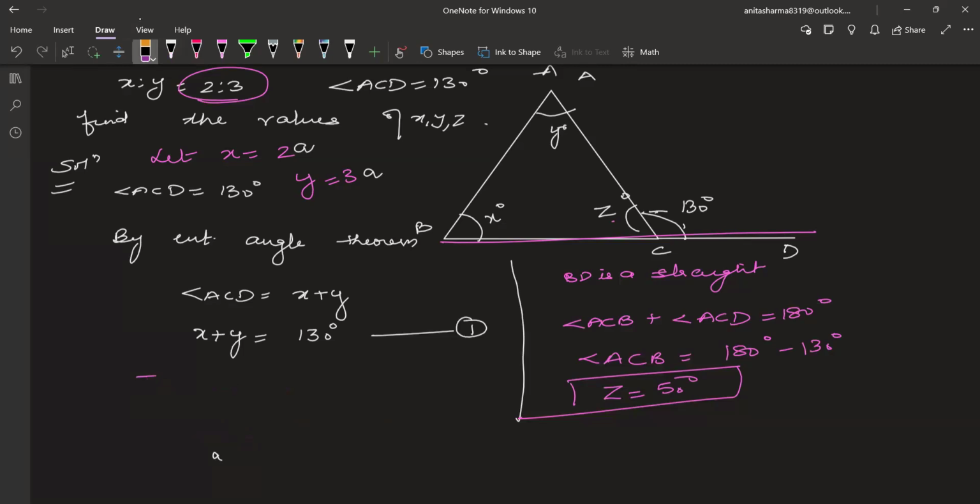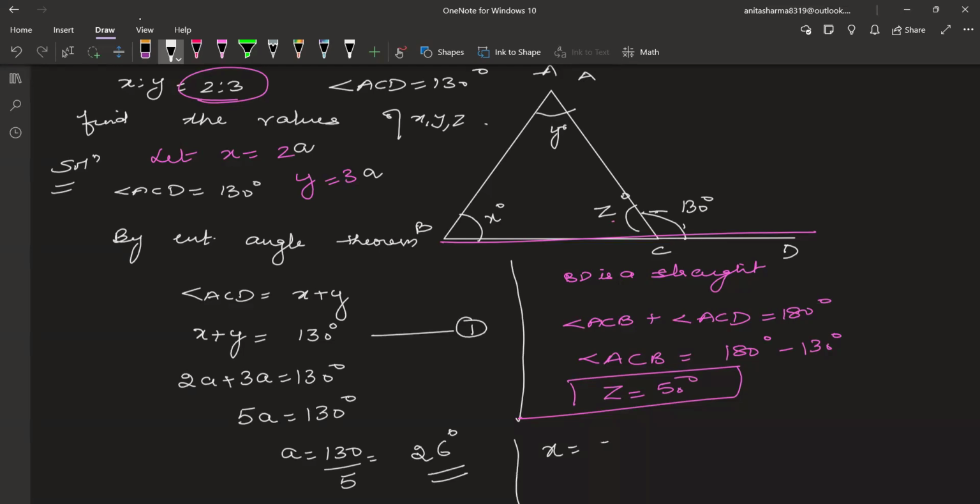Now the values of x plus y, 2a plus 3a, is equal to 130, right, madam? Yes, so 5a will be equal to 130. The value of a will be 26 degrees. How much? 26, ma'am. Yes, the value of a is 26.